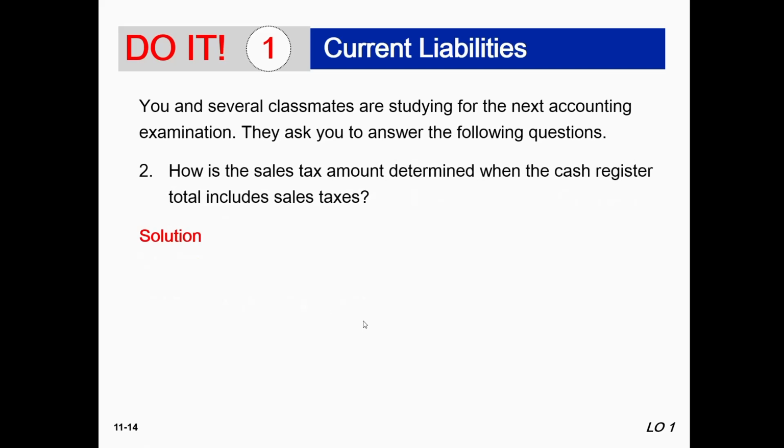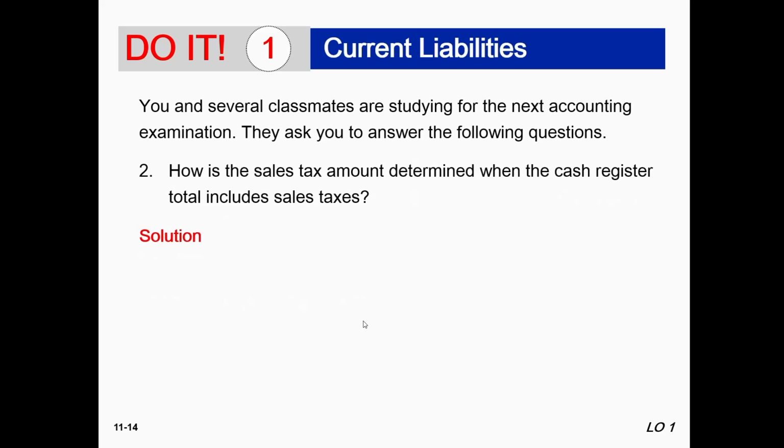Second part is how is the sales tax amount determined when the cash register total includes the sales tax? Means the same classmates are asking some question about the sales tax. That if the sales tax amount is not recorded separately, full proceeds are recorded, means the proceeds for the revenue as well as for the sales tax, then how you're going to extract it?